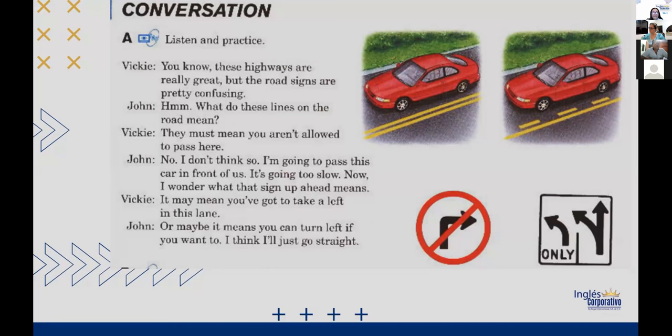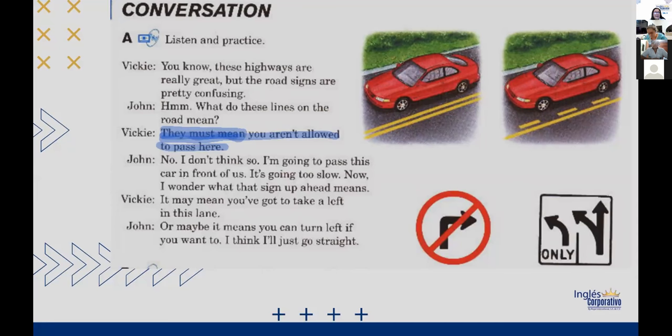Hello. You know, these highways are really great, but the road signs are pretty confusing. What do these lines on the road mean? They must mean you aren't allowed to pass here. What do we have here? There is a prohibition, right? You aren't allowed. And they must mean, what do you think it is in this part? It's a strong possibility. They must mean that you aren't allowed to pass here.